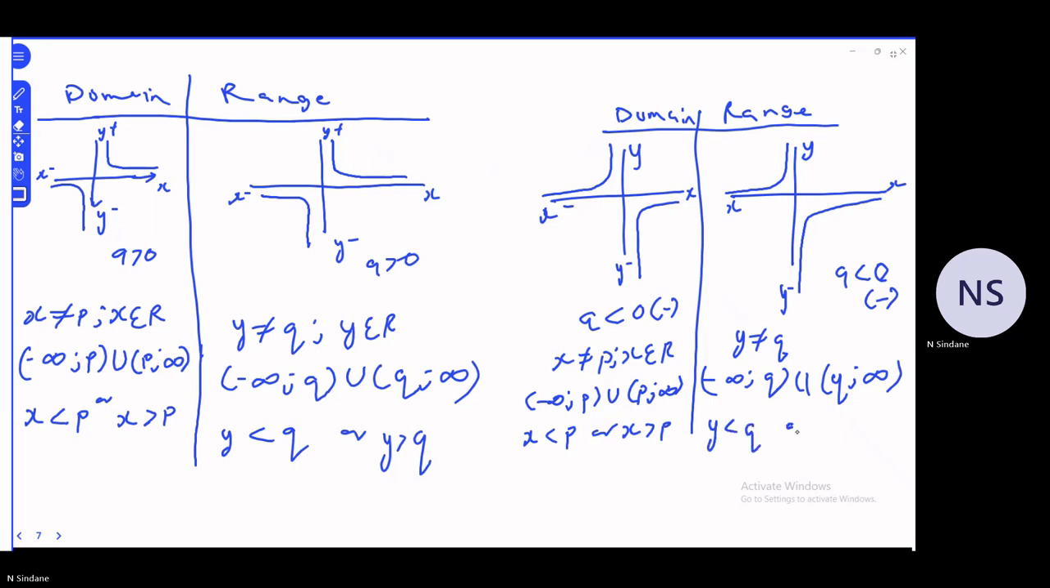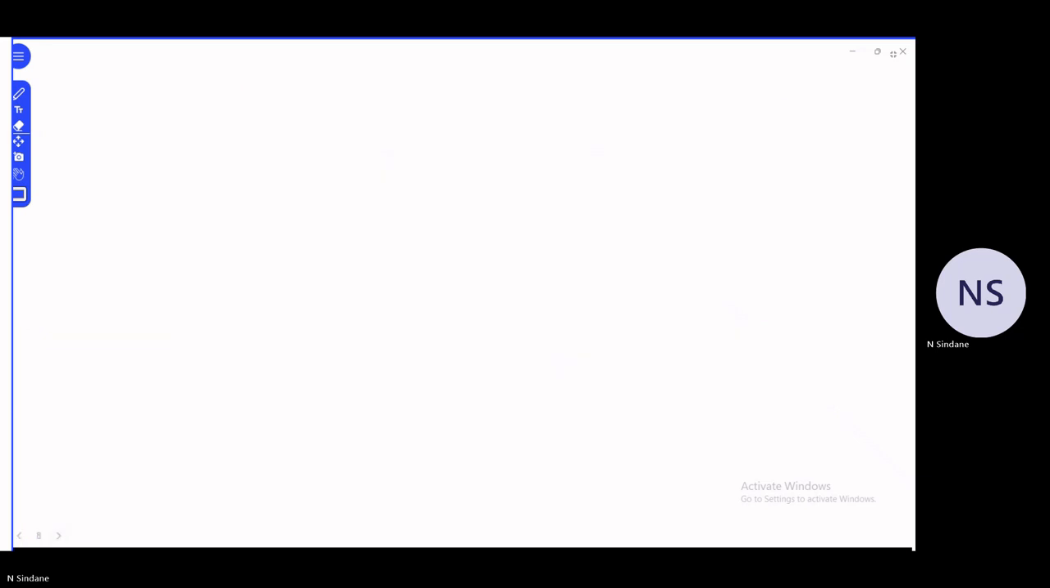Y is less than q, or y is greater than q. That is how you get your domain and range for that graph of hyperbola. Lastly, let's talk about exponential function.